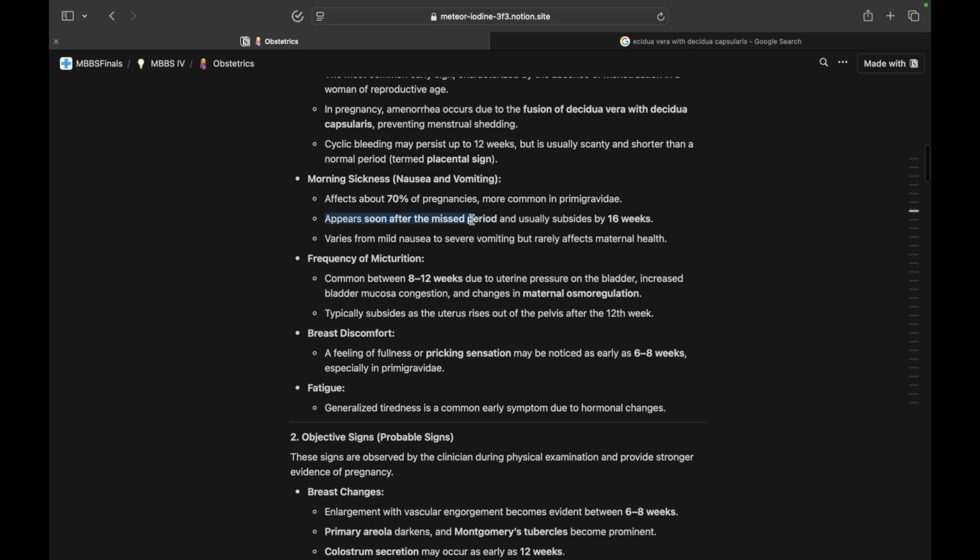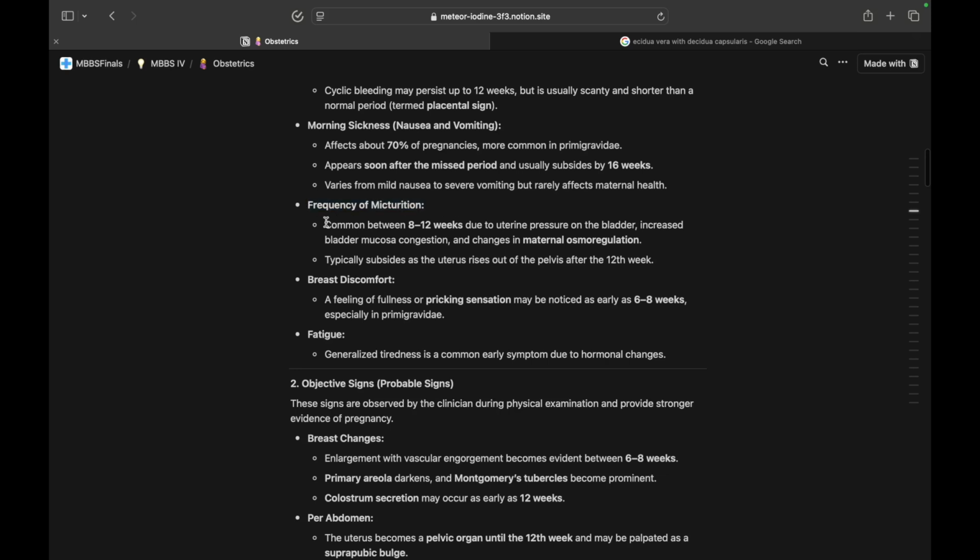soon after missed period and usually subsides by 16 weeks, but it can occur later down the line too, and varies from mild nausea to severe vomiting, but rarely affects maternal health. So a lot of vomiting may be seen in twin pregnancies.